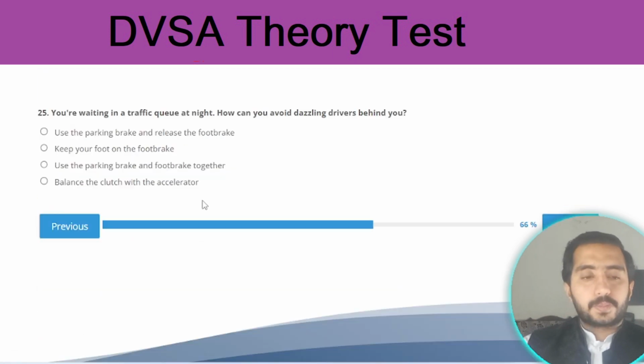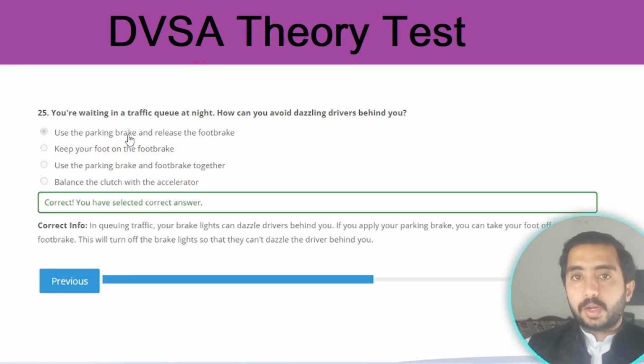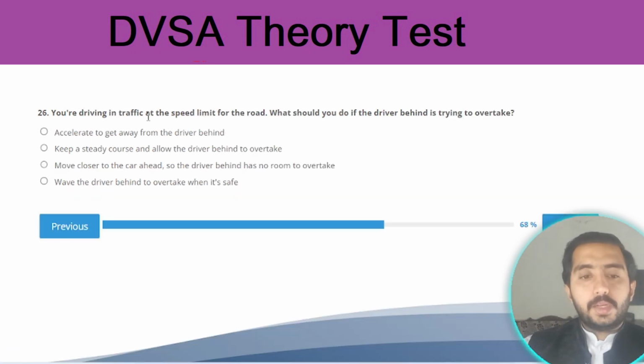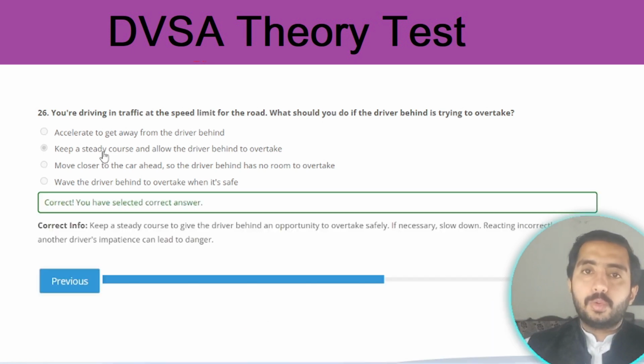Next question. Question number 25. You are waiting in a traffic queue at night. How can you avoid dazzling drivers behind you? The correct option is use the parking brake and release the foot brake. Option A is the correct option. Next question. You are driving in traffic at the speed limit of the road. What should you do if the driver behind is trying to overtake you? The correct option is keep a steady course and allow the driver to overtake you. Option B is the correct option.